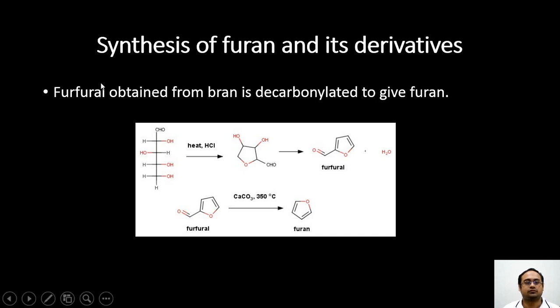Furan can be easily synthesized from furfural, which itself can be obtained from decarbonylation of the bran, which is nothing but glucose-like compounds obtained from agricultural products. When this glucose is heated in the presence of HCl, you form a 5-membered cyclic compound like this, which when further heated and oxidized gives you furfural, which is nothing but a furan attached to an aldehyde group. When this compound is heated with calcium carbonate at high temperatures, it loses carbon dioxide and we get furan.